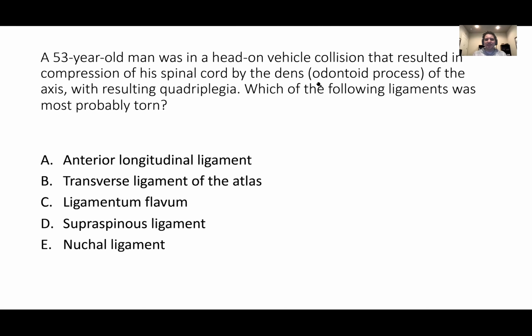So we're talking about the dens here, right? That's the little part of the axis that slides over the atlas, C1. It's often injured in high impact collisions. So what holds that together? It's the transverse ligament of the atlas. It sits behind the dens and holds it taut against it.